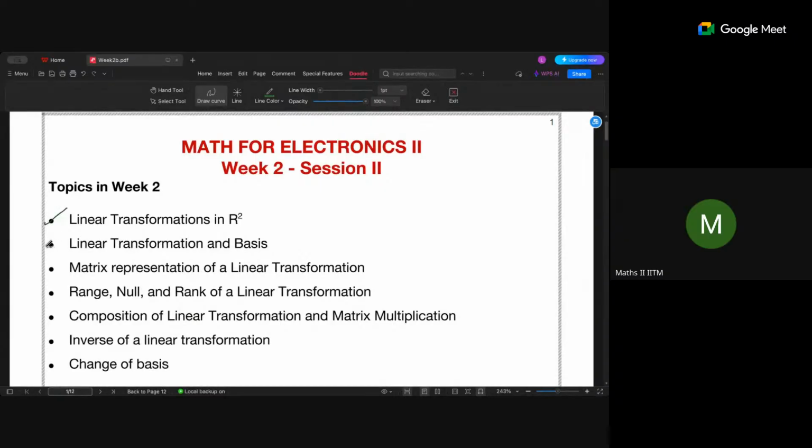What is a linear transformation, how to get a linear transformation from images of basis vectors, what is the matrix representation of a linear transformation, and what are range, nullity, and rank of a linear transformation. Composition of linear transformations, and how matrix multiplication comes when we represent composition of linear transformations. What is the inverse of a linear transformation and how to find it, and finally change of basis. All these topics are covered in week 2. If anyone has any question, please ask now. Yes.